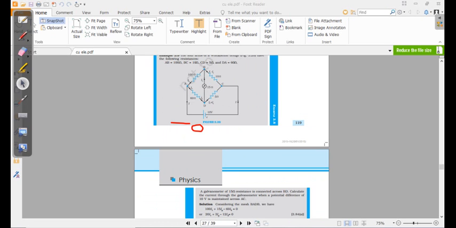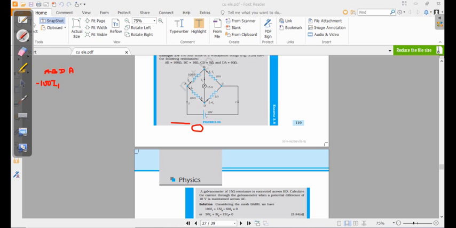Yes, I'll write the loop equation now. I'll write the loop equation from A, B, to D, and after D to A. When I move from A, B, D, A, the current direction and my direction are the same. Therefore I can take it as negative: minus 100 I1.